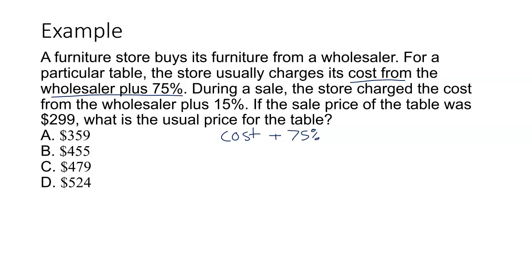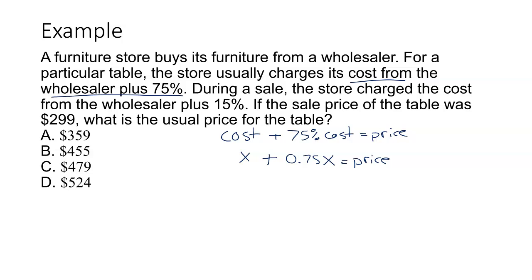75% of what? Of the cost. So I have cost again, right? So cost plus 75% of that cost. And that gives me the price that they sell it for on any given day. Let's simplify that a little bit. 75% as a decimal is 0.75. And then cost is going to vary, that's going to be variable. So I'm just going to use X to represent cost, plus 0.75X, and that gives me the price on any particular piece of furniture.